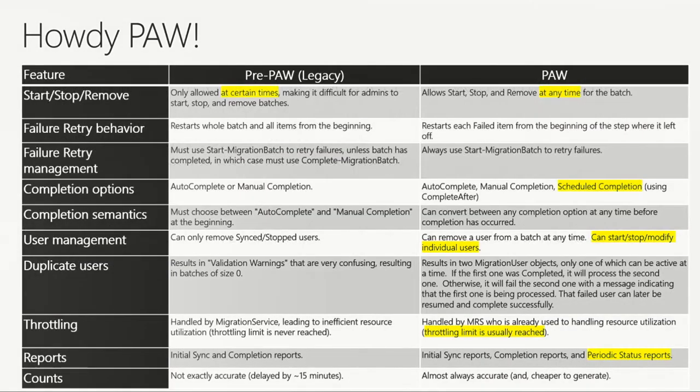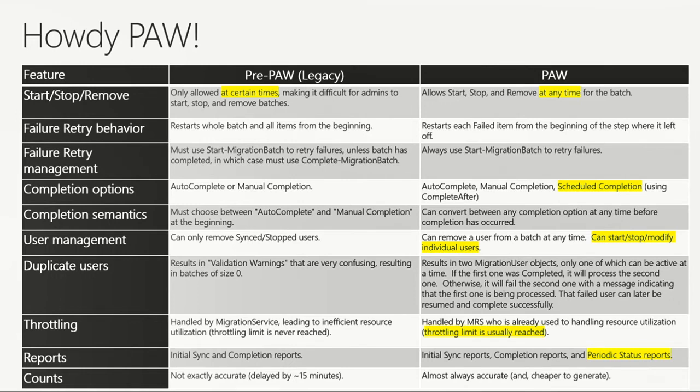So what are some of the benefits? For those of you who've done migrations, I think you're going to find these to be really beneficial changes. In addition to the code improvements themselves, which increase stability, speed, performance and throughput, there's also benefits for the admin. For example, in the old system, you could only stop and start migrations at certain times throughout them. Now with PAW, you can stop and start them at any time.